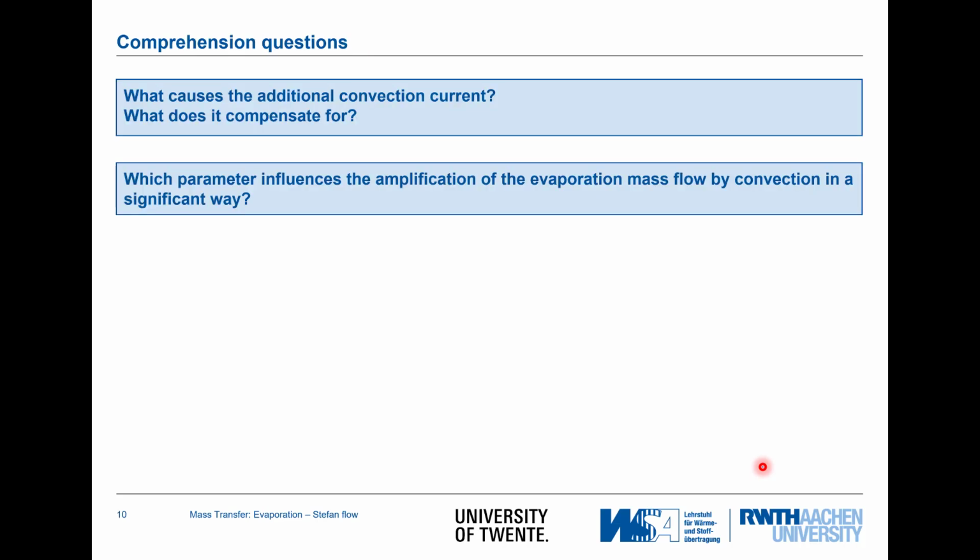And this brings me to the final questions. The first question is, what causes this additional convection? What does it compensate for, and which parameter influences the amplification of the mass flow rate by convection in a significant way? So think about that. If you can answer the questions, fine. If not, go and recheck the section of the video again.